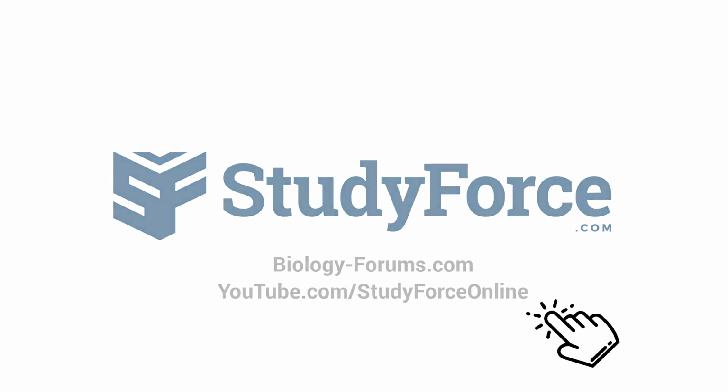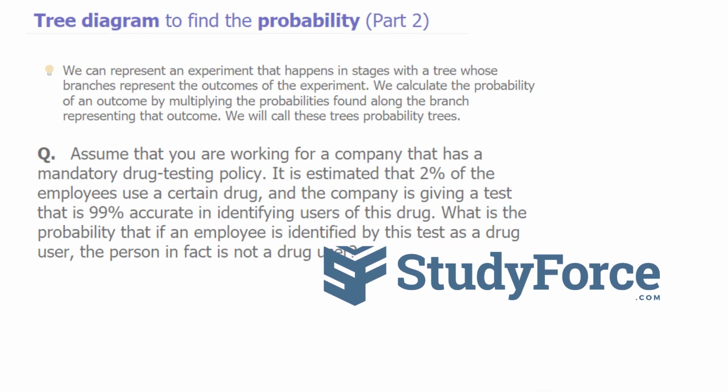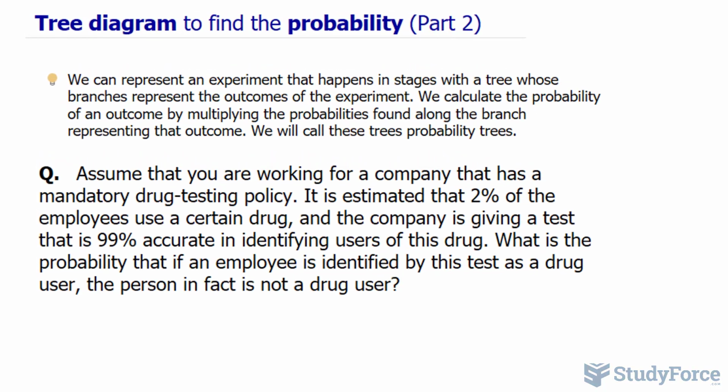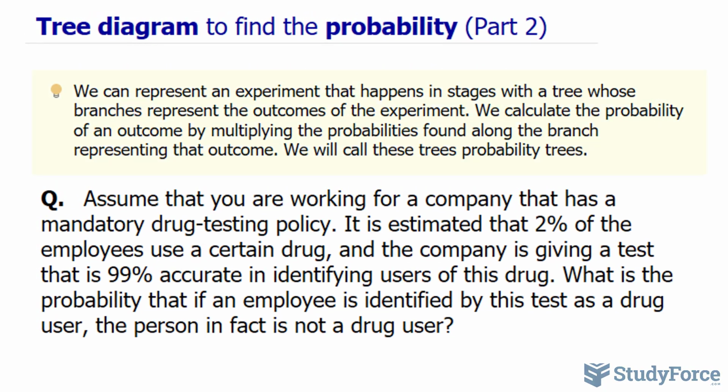Welcome back to part 2 of our series on how to use a tree diagram to find the probability. In this lesson, we'll be looking at a more complicated question, and as we learned in the introduction, we can represent an experiment that happens in stages with a tree whose branches represent the outcomes of the experiment. We calculate the probability of any outcome by multiplying the probabilities found along the branches representing that outcome.